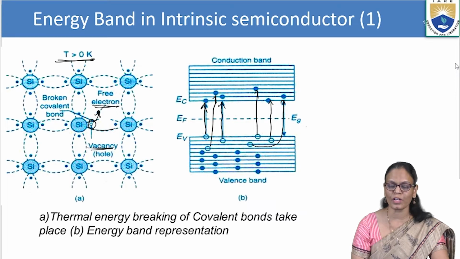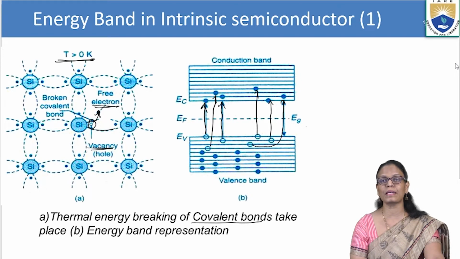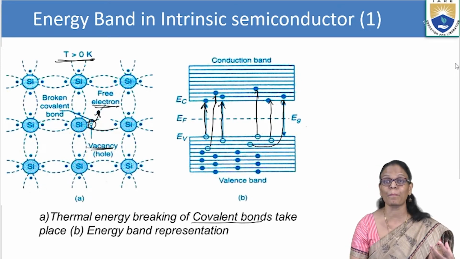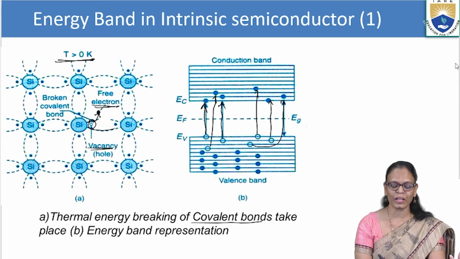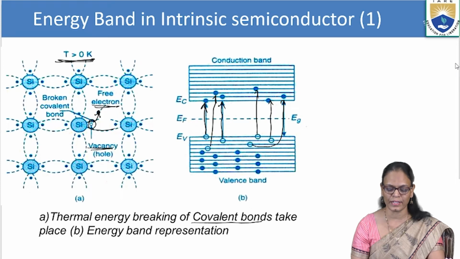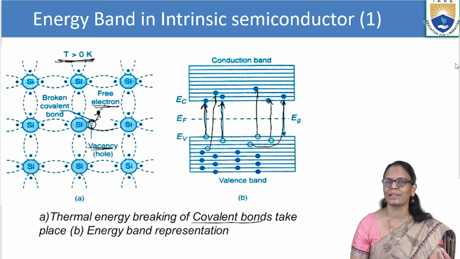This is what we call thermal energy breaking of covalent bonds. Why are we calling it thermal energy breaking? Only when we supply energy. Here we have increased the temperature, so we are calling it thermal energy. The bonds are broken, and because of the bonds that are broken, we have free electrons. And because of the free electrons, we also have holes, and we call this electron hole pair generation.